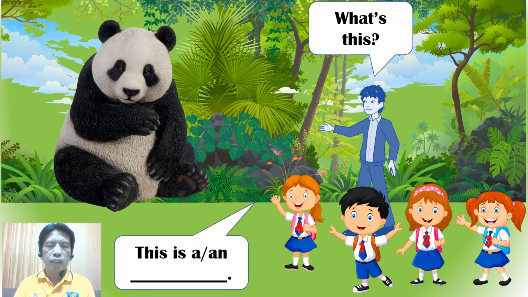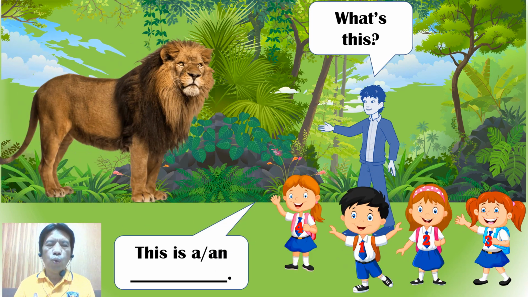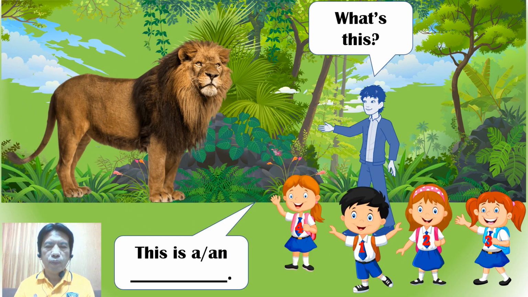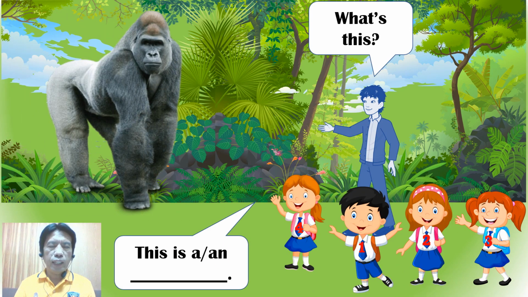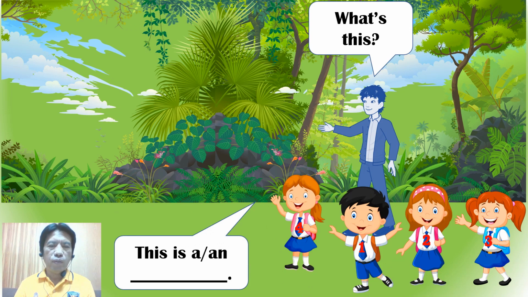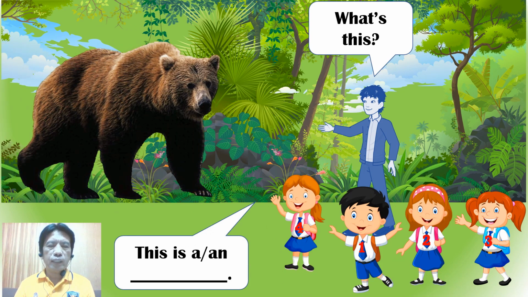What's this? This is a panda. Very good. What's this? This is a lion. Great job. What's this? This is a gorilla. Very good. What's this? Great job. This is a bear.